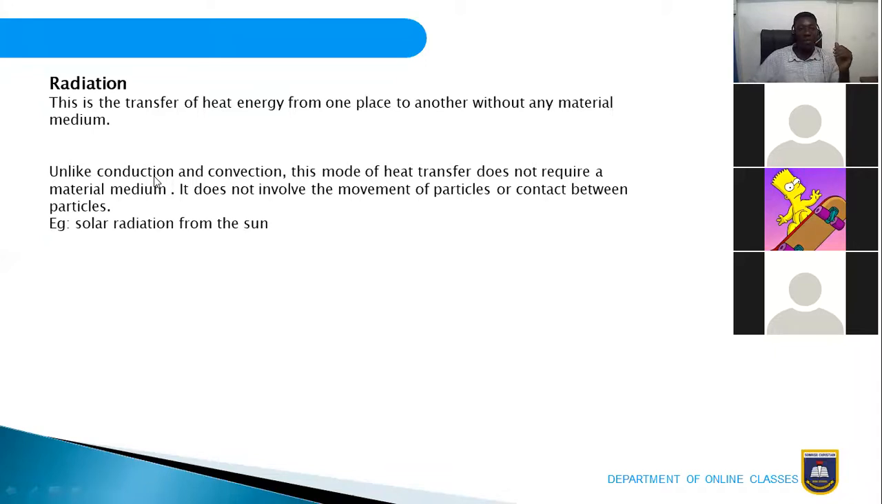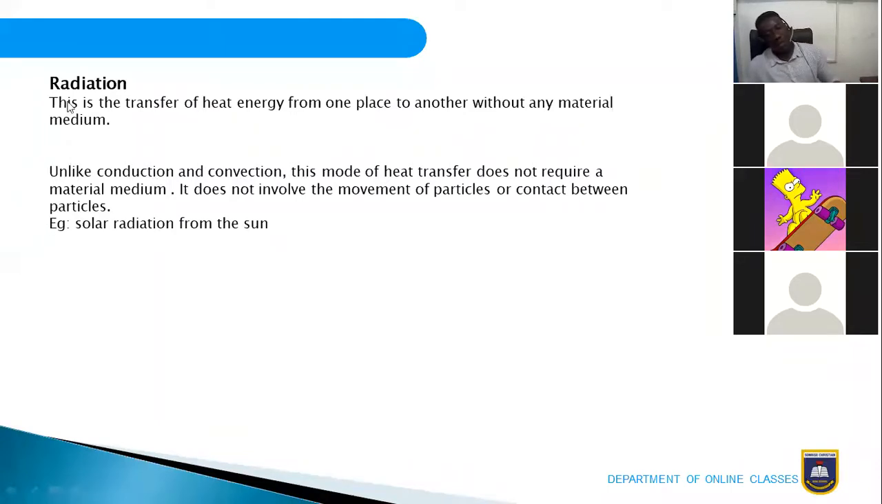But in conduction, there is a material medium, but the materials don't move as a whole. The particles don't move as a whole. In convection, there is movement of particles. The particles are involved. But in radiation, there is no particle at all.